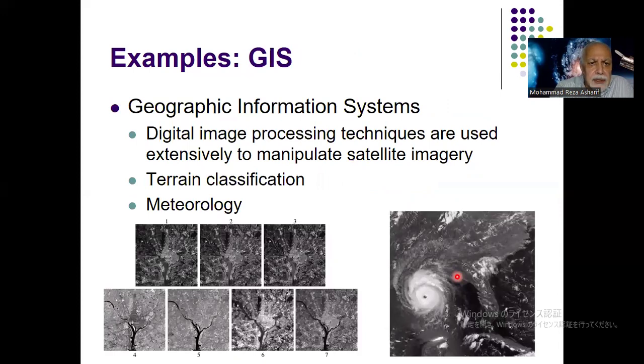Also in GIS, Geographic Information System, digital image processing techniques are used extensively to manipulate satellite imagery, for instance, in terrain classification and meteorology. For instance, if a typhoon is here, you want to follow where the typhoon is, and so on. So GIS also has applications.